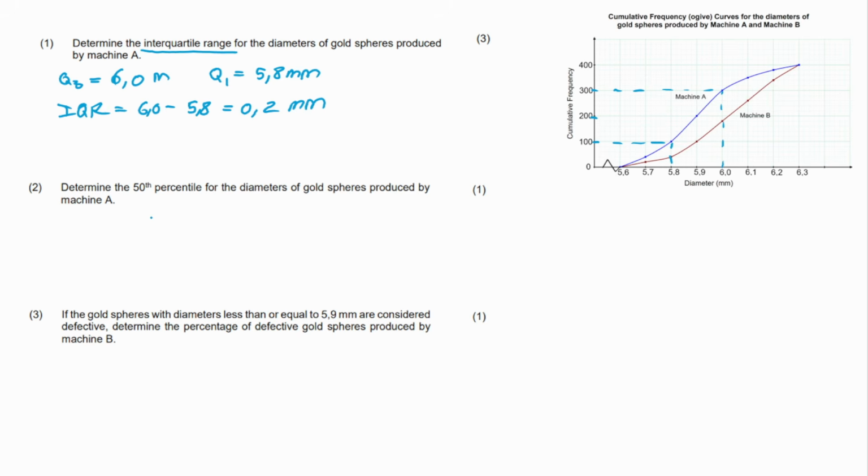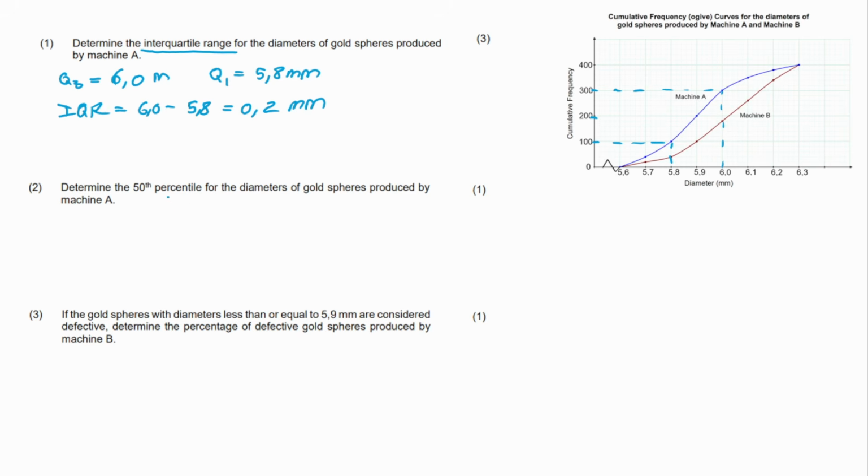For question 2, it says determine the 50th percentile for the diameters of gold spheres purchased by machine A. So the 50th percentile is just where it's halfway between. It's essentially another way of saying the median in this case.